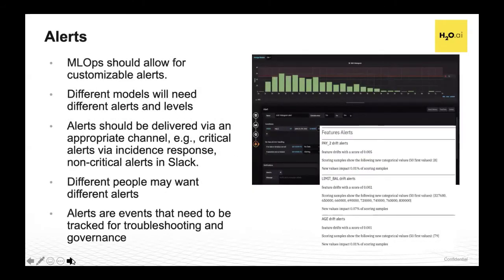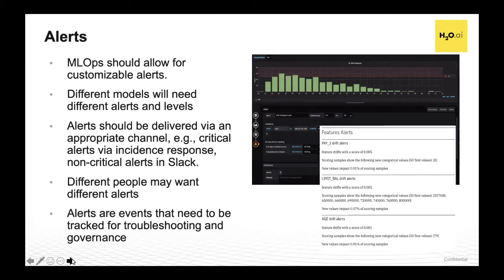Alerts are a critical part of monitoring. It doesn't really matter if you're monitoring all these things if no one knows that it's happening and can't take action on it, then the monitoring isn't really doing its job. So alerts are a critical part of this. You need to be able to set up alerts on the various metrics that we talked about, and those need to be customizable.